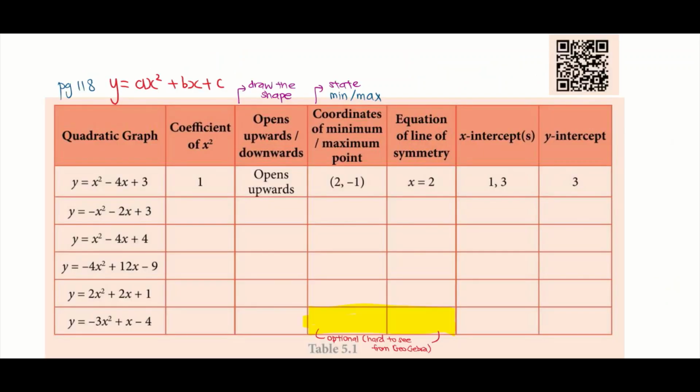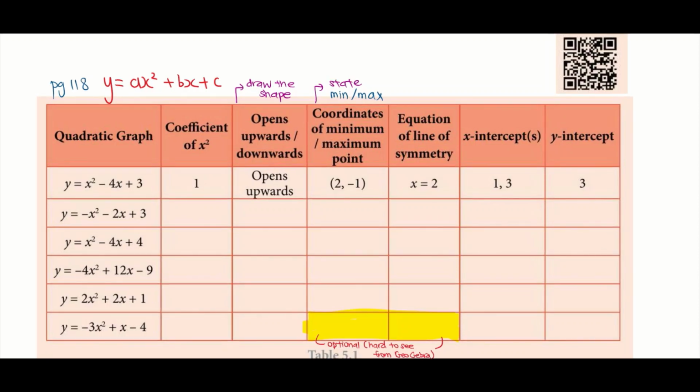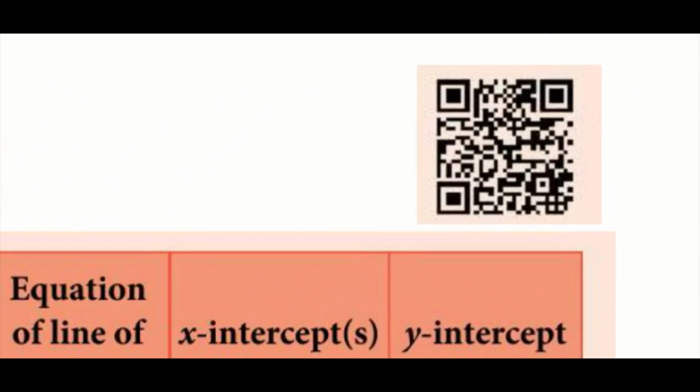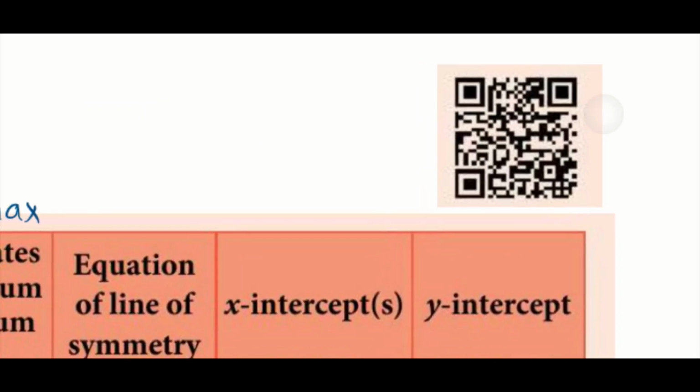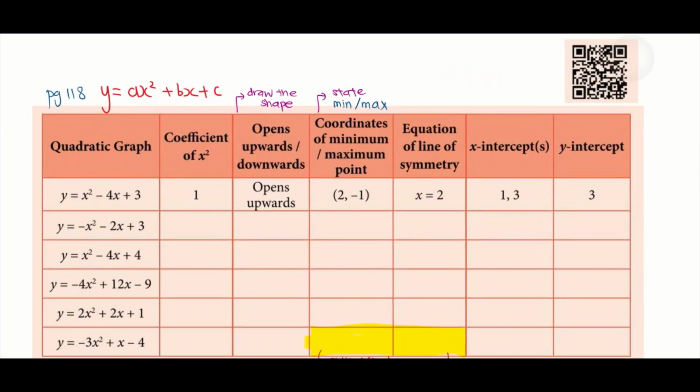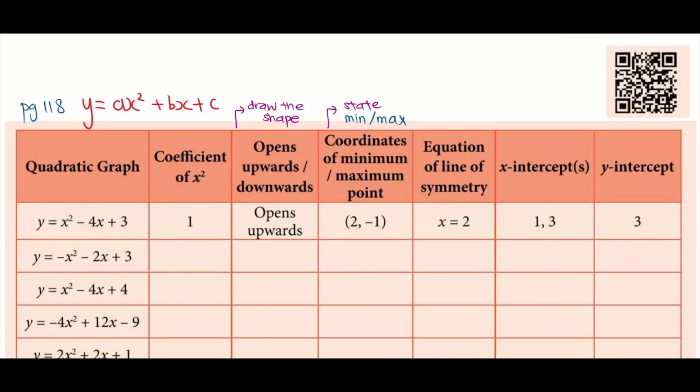So now I want you all to try this activity on page 118. For this activity, you'll need to scan this QR code or access it through Google Classroom. There's an animation that I want you all to see. For example, after you scan the QR code, you need to fill in who is the A, who is the B, who is the C.